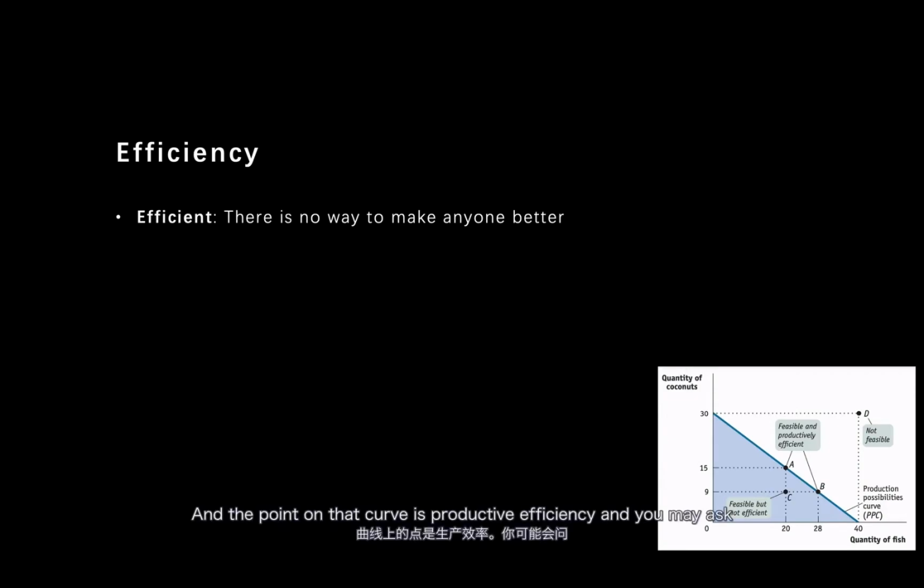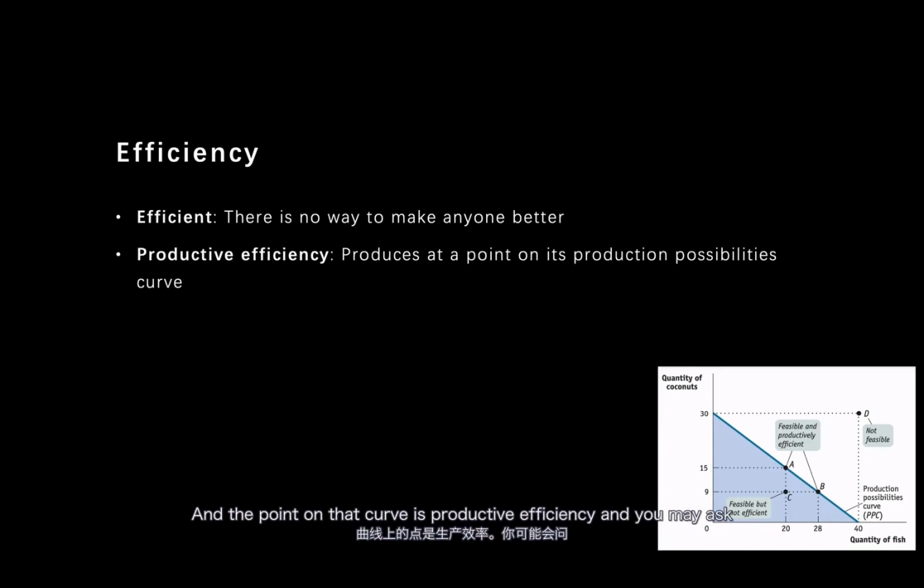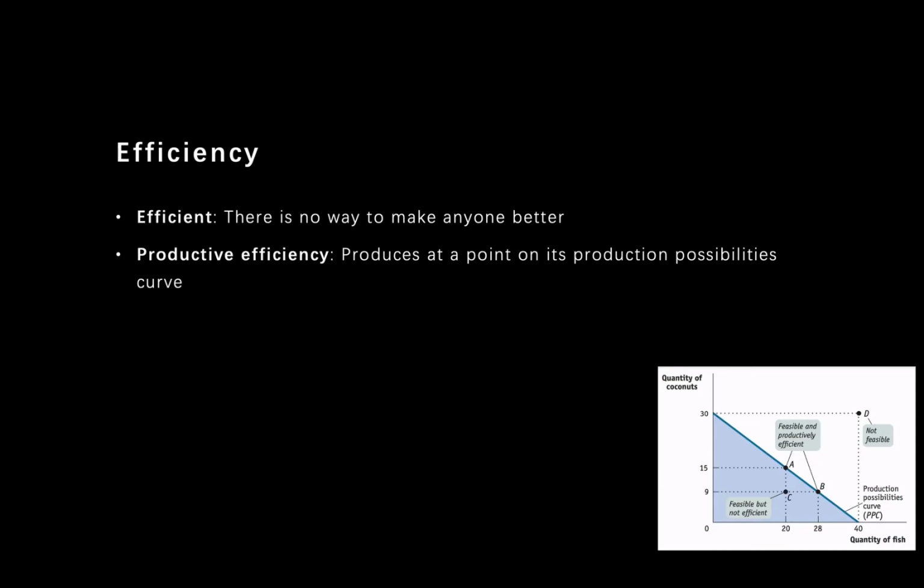And a point on that curve is productive efficiency. And you may ask what productive efficiency is. Well, productive efficiency means producing at a point on the production possibilities curve, where resources are used highly efficiently.